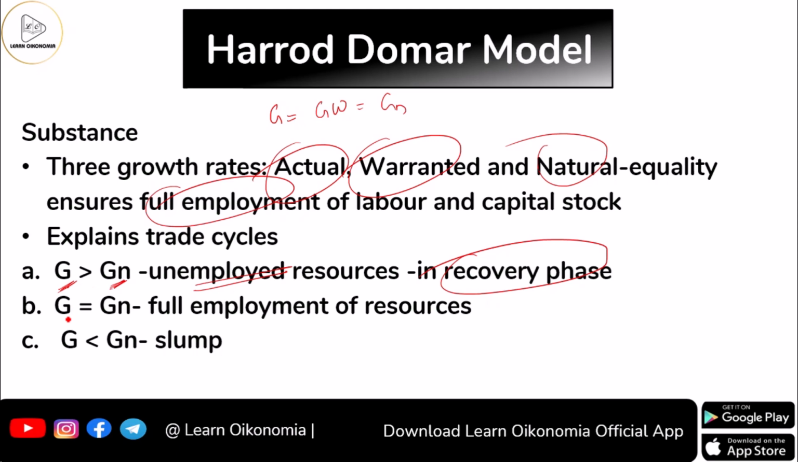Now what happens if the actual growth rate is equal to the natural growth rate? This is a stage where you can have full utilization or full employment of resources without wasting anything. On the other hand, if the actual growth rate is less than the natural growth rate, the natural growth rate is more, then you have a slowdown situation, or a slump situation.